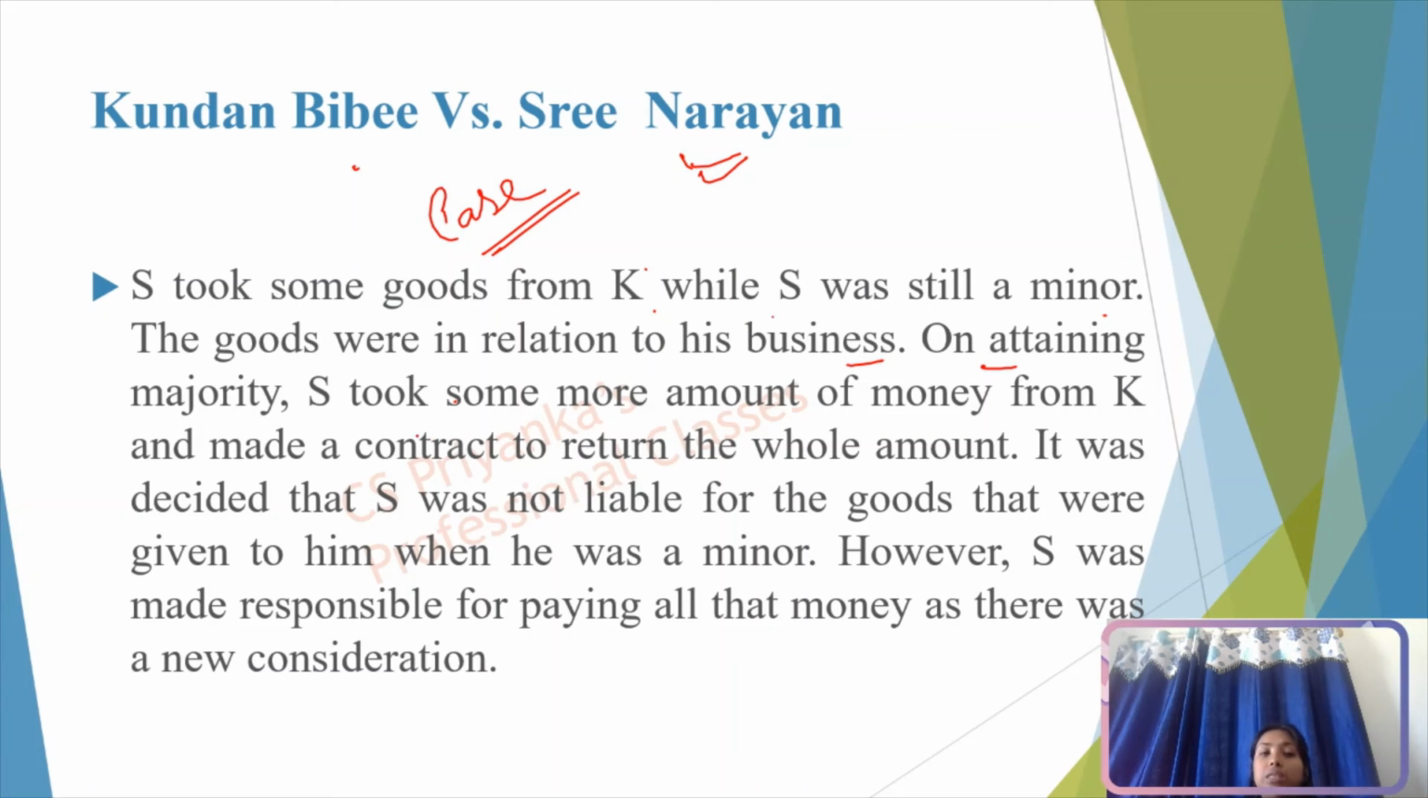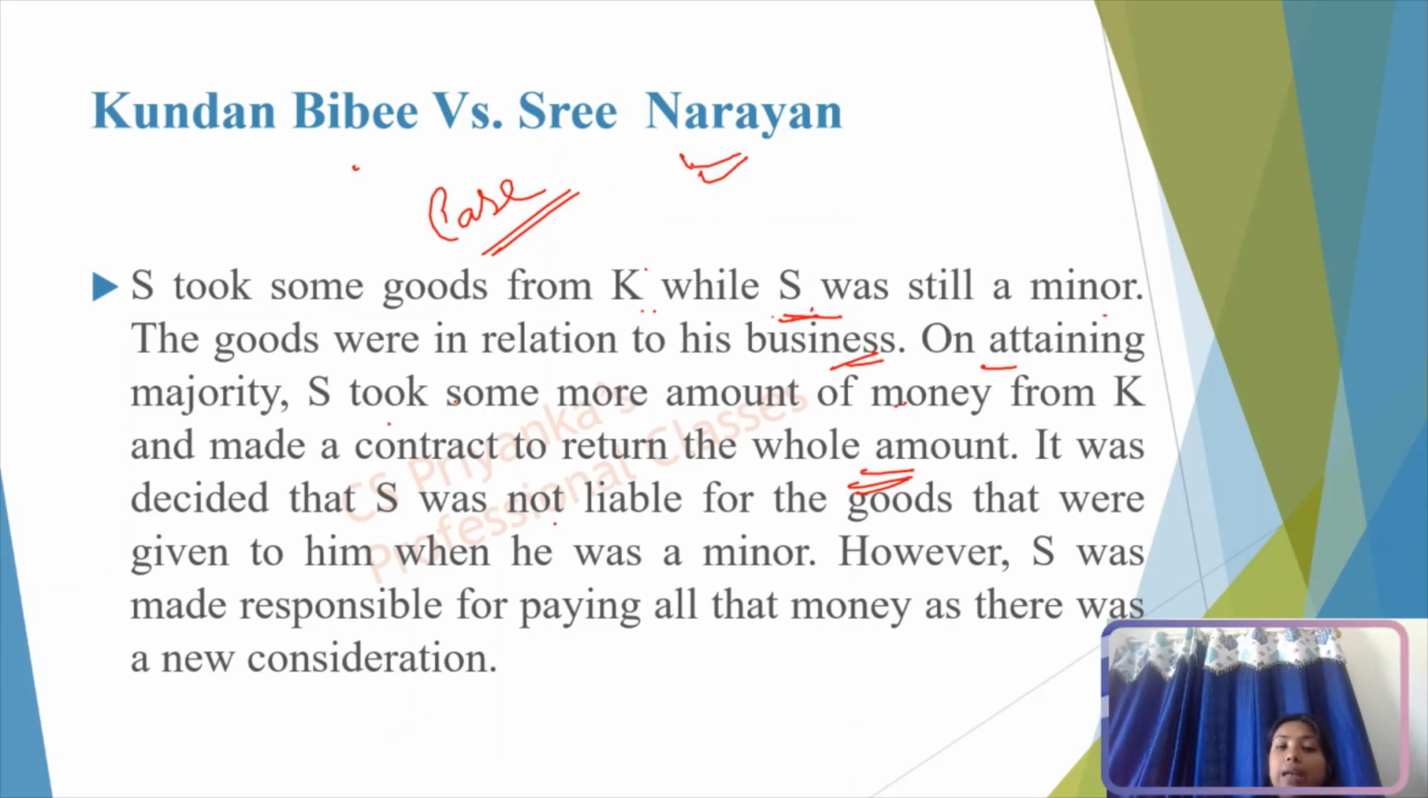On attaining majority, when S became an adult, S took some more money from K. Got it? So what happened? First of all, Sri Narayana, that is S, took some goods from K while S was a minor, and used them for his business purpose. When S became an adult, S took some more money from K and made a contract to return the whole amount. In that contract he wrote that he is going to return the whole amount.